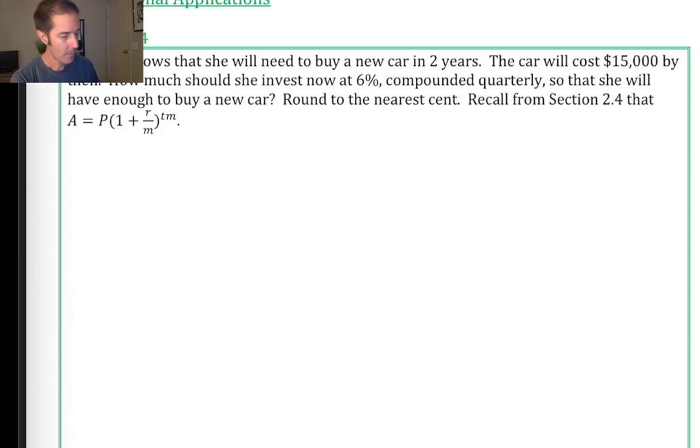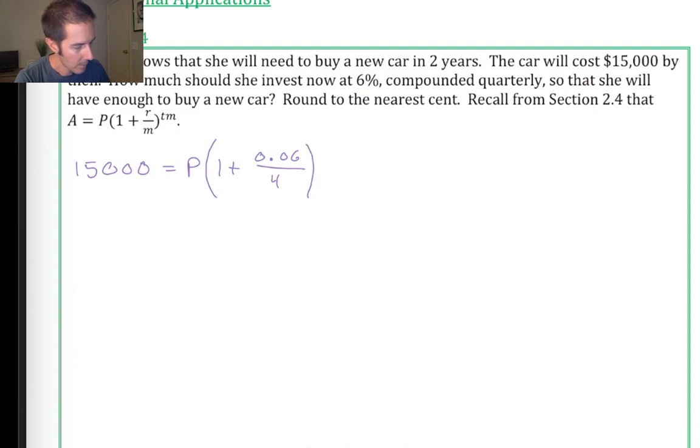The capital A represents our final amount, so we know that she's going to need the $15,000 to buy the new car. What we don't know is her starting amount that she needs to invest, but we know that she's going to invest it at an interest rate of 6%, so as a decimal 0.06. We're going to divide that by 4 because she's compounding quarterly. And she's going to invest for 2 years, and the M value again is 4 for compounding quarterly. Oh, all we have to do is solve for P.